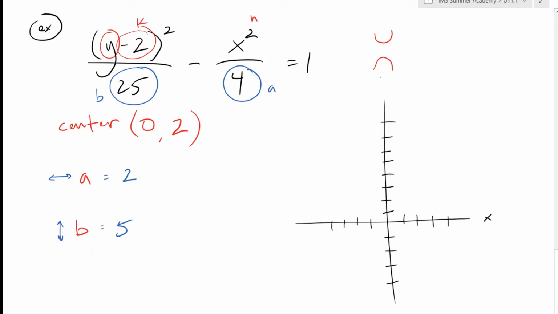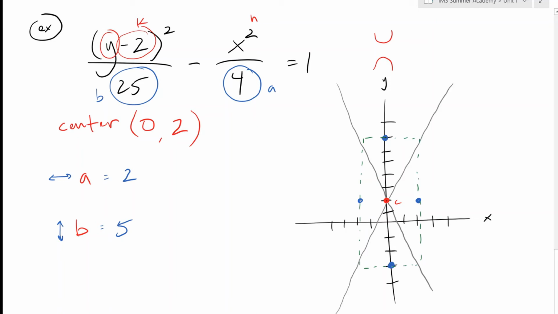All right, we got our x, we got our y. Our center is at (0, 2), so (0, 2) is right here. It's my center. And then we'll count out 2 to the sides, 5 up and down. 1, 2, 3, 4, 5. 1, 2, 3, 4, 5. Make your box connecting all these together. All right, from the box, we put our diagonals, put our crossing lines through here.